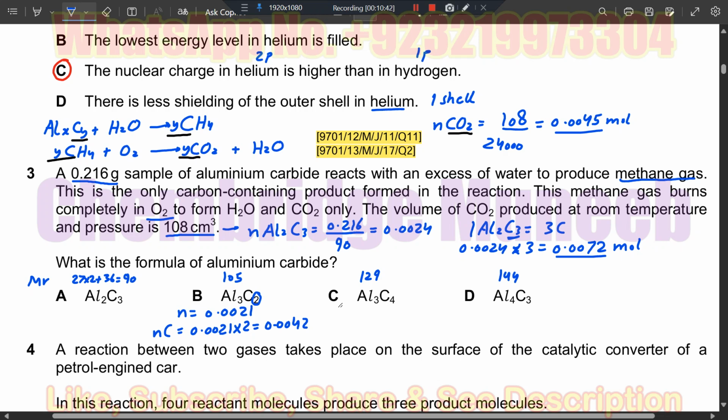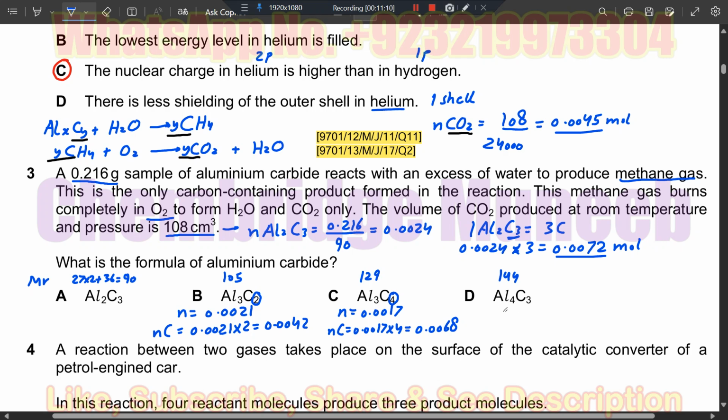Now about Al3C4. The mole of this compound is 0.0017 mole, and the mole for the carbon will be equal to, if you multiply this value, for this purpose we have to multiply with 4, since there are 4 atoms in it, so its value will be 0.0068. This is also not matching.